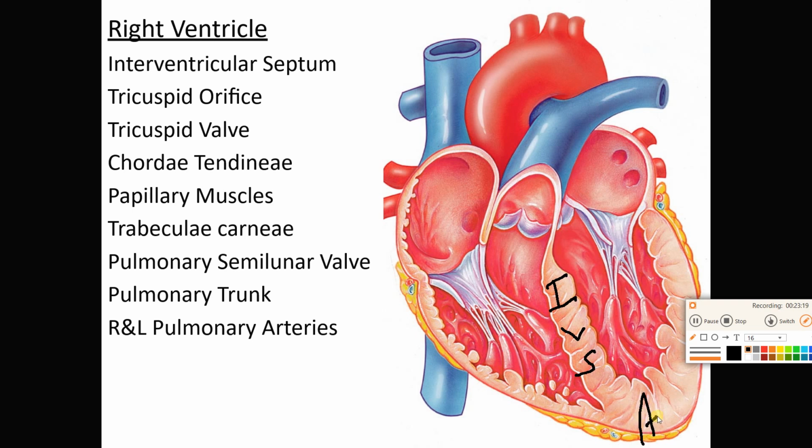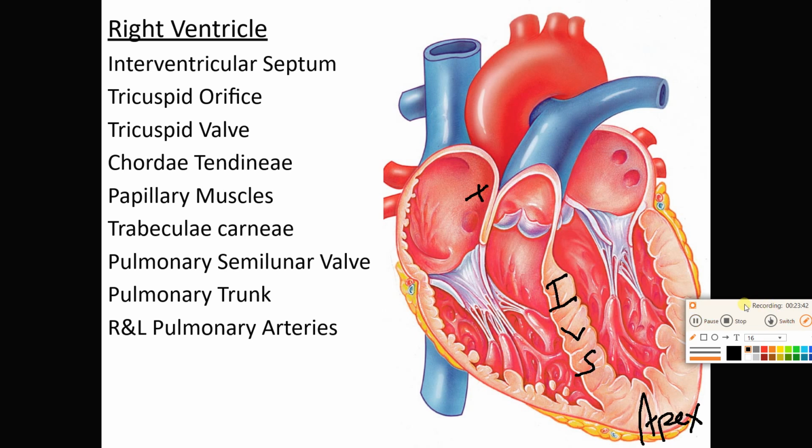Extends down towards the apex of the heart there. Probably should have mentioned him earlier. There's the apex of the heart. There's the interventricular septum right there. It prevents blood from mixing between the right and left ventricles. We had an interatrial septum up here, interventricular down here.